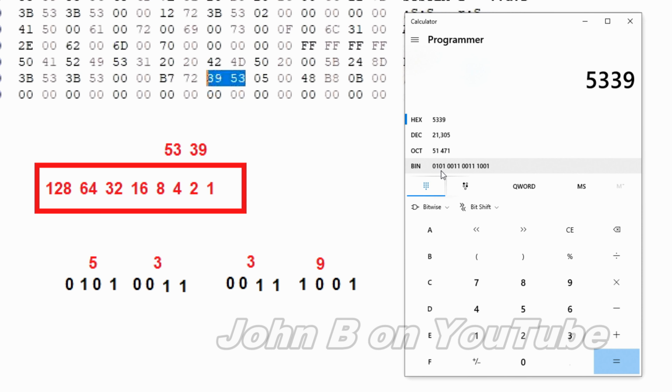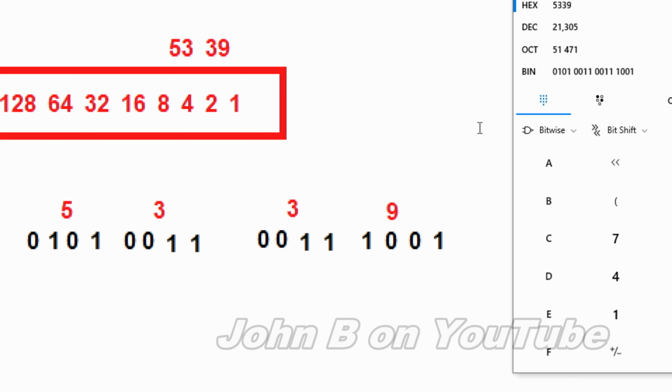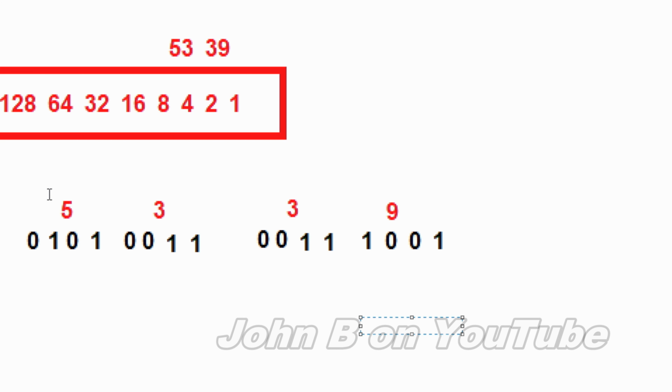Let's see if this ties up with what the Windows calculator says. Cancel, so hexadecimal 5339. There we go, hexadecimal 5339. So we've got 1010, 1010, we're okay so far. 0011, 0011, 0011, 1001. Yay! You've now just converted a hexadecimal number into 16 binary numbers, or 4 nibbles. How easy was that?